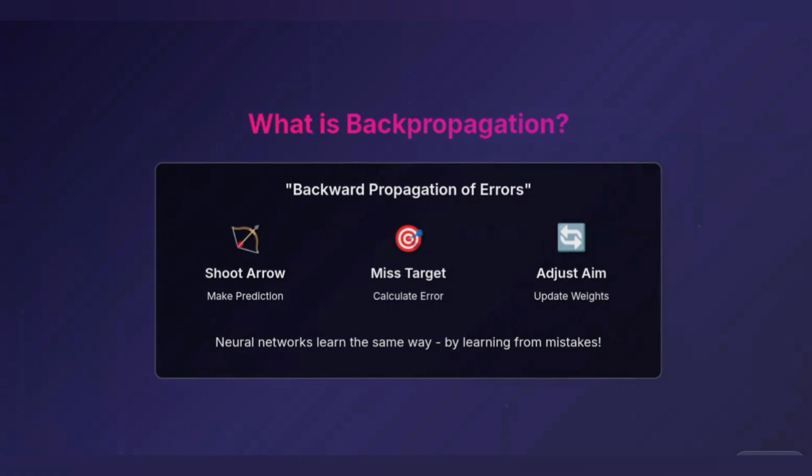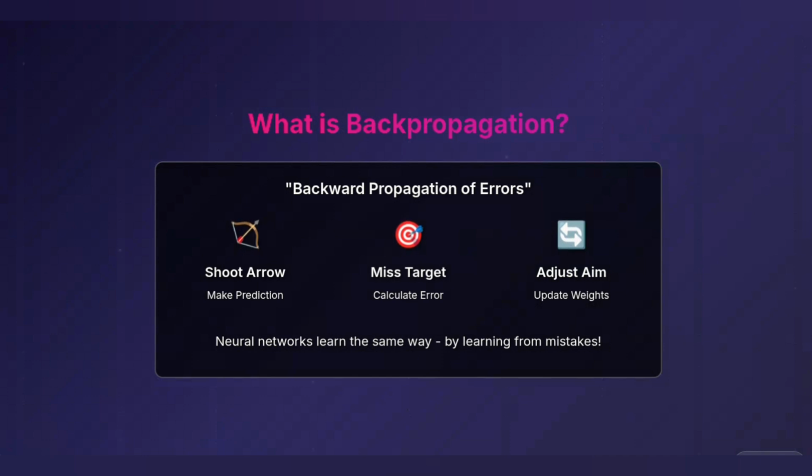Let's start with the basics. Backpropagation, short for backward propagation of errors, is an algorithm used to train neural networks. But what does that actually mean? Think of it like learning to shoot arrows at a target. When you miss, you don't just shoot another arrow randomly. You look at where your arrow landed, figure out what went wrong, and adjust your aim accordingly. Backpropagation does exactly this for neural networks.